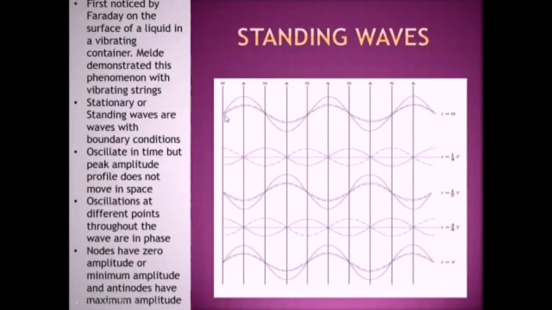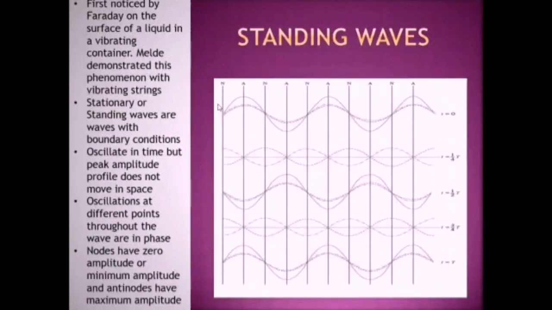See these points, nodes, where amplitude is zero. This one, this one, this one, here. Similarly here, these are nodes, all where amplitude is zero. And where amplitude is maximum, these are antinodes. This is the resultant waveform of the standing wave, and these two are the waves which give rise to this resultant.